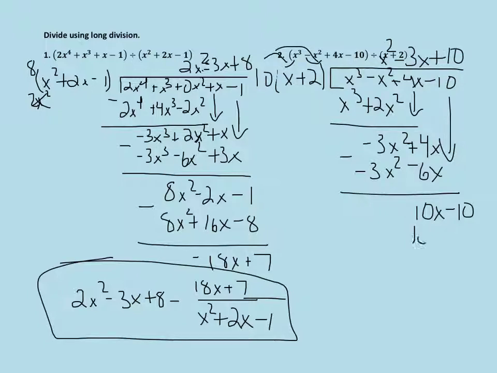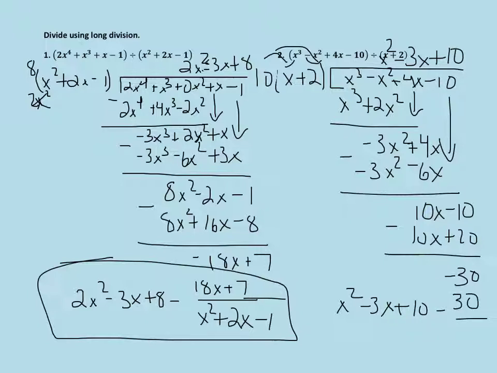So you get 10x plus 20. Subtract: negative 30. So we got x squared minus 3x plus 10, minus 30 over x plus 2. So there's your final answer.